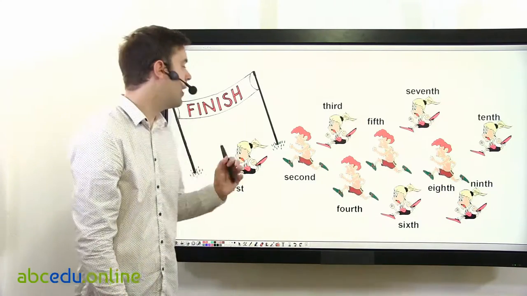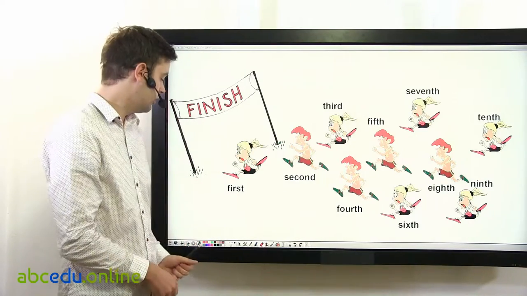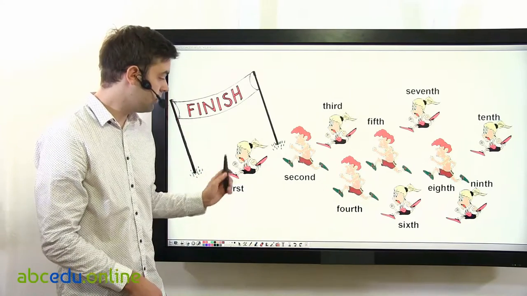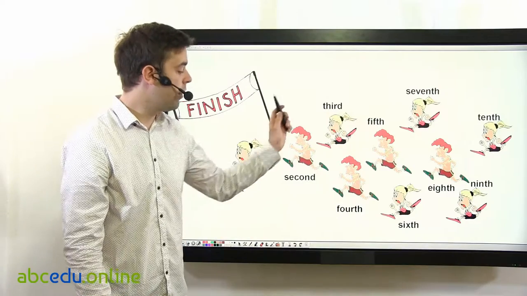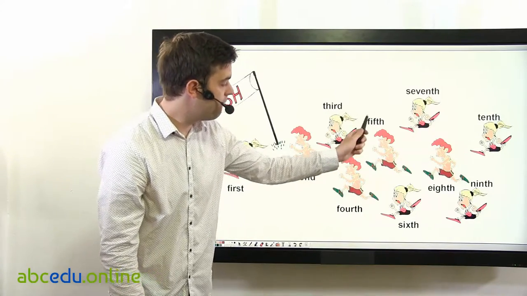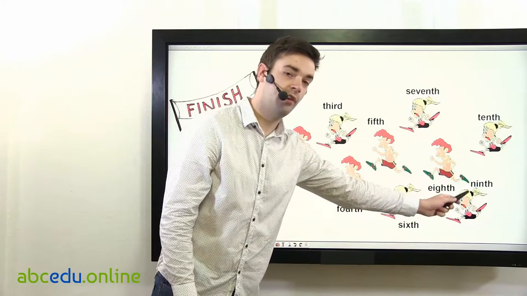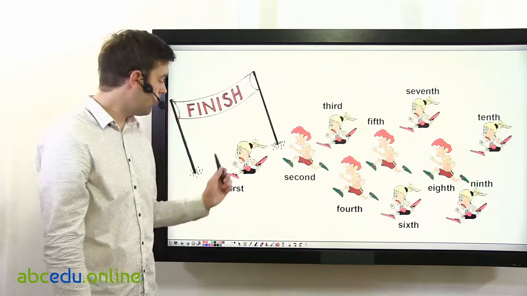So, when we're in a race, your position is like this. First, number 1. Second, number 2. Third, fourth, fifth, sixth, seventh, eighth, ninth, and tenth. That's the order.